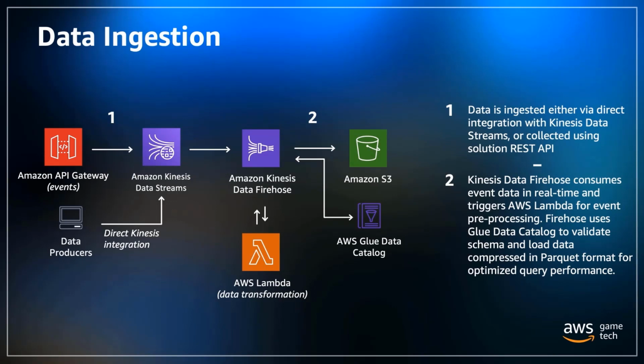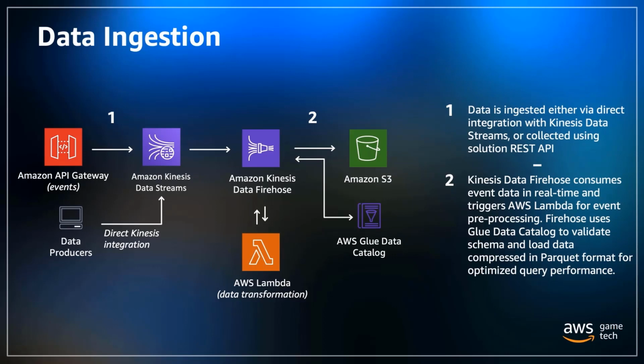The AWS Lambda function does two things when it's preprocessing the data. First, it uses the Glue Data Catalog to validate the schema of the incoming event data, and then it also enriches the data by adding additional fields and metadata based on the ingestion process. Once the Lambda function is done preprocessing the data, Firehose will load this data into S3, and it will load this data in a compressed Parquet format for optimized query performance.